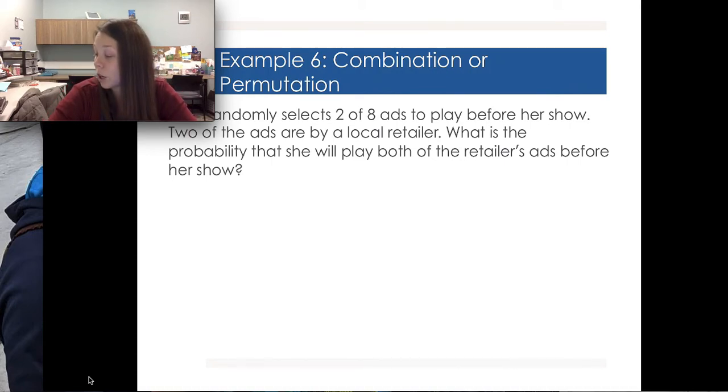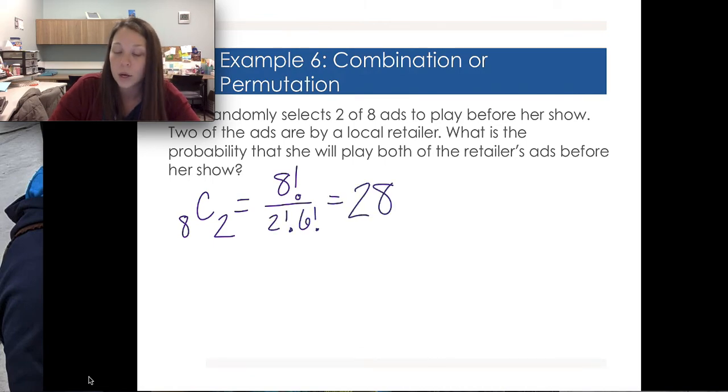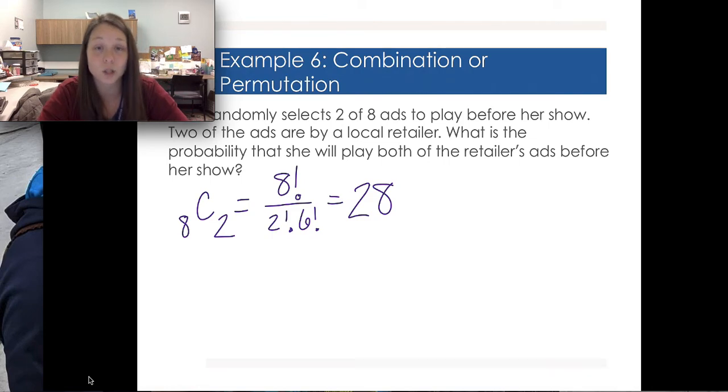All right, so starting this one off, we need to figure out what are all the ways that she can select these ads, 2 out of 8 ads. The order of the ads does not matter, okay, but she does need to pick 2 out of the 8 ads. So 8 combination 2, 8 factorial divided by 2 factorial times 6 factorial. And that gives us 28. So that means this DJ has 28 different ways that she can select 2 of any of the 8 ads to play at her show.